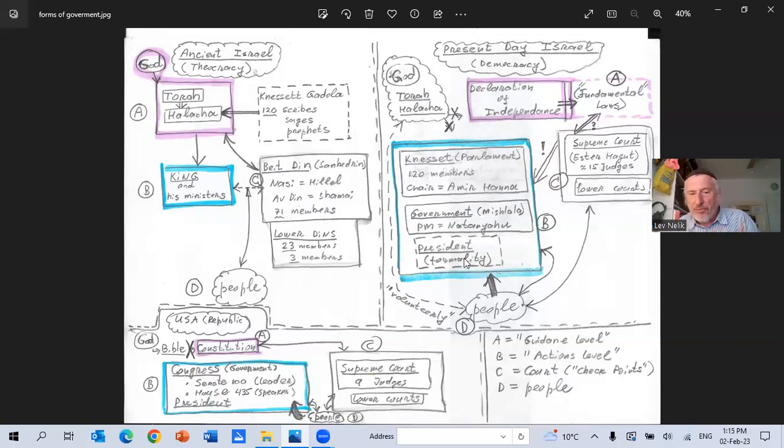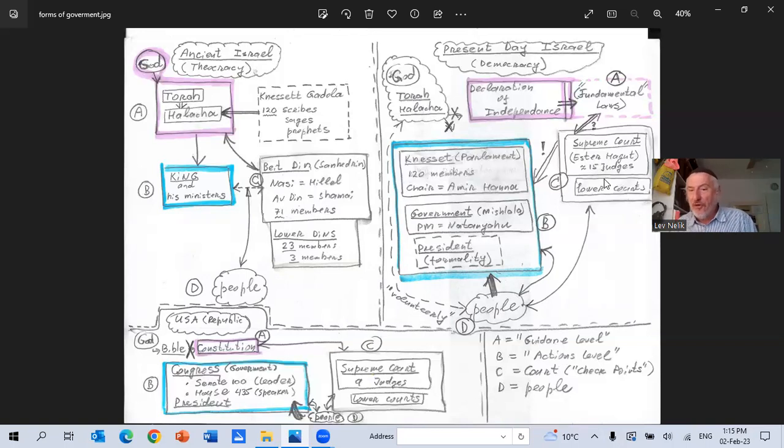And then there's also a president in a dashed line, which is mostly a formality. The president has a function, but a weak function, if you will. So basically, between the Knesset and government becomes a governing body of Israeli life. That's kind of B, the action level, if you will, for lack of a better term.